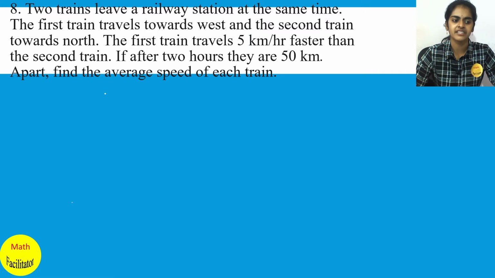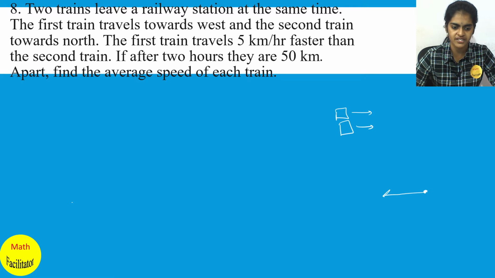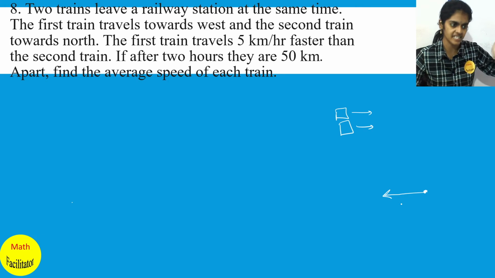Two trains leave a railway station at the same time. So there is a railway station and you have two trains which are starting from the railway station at the same time. The first train travels towards west. So if it is starting from this point, the first train is traveling towards west, the left side direction.